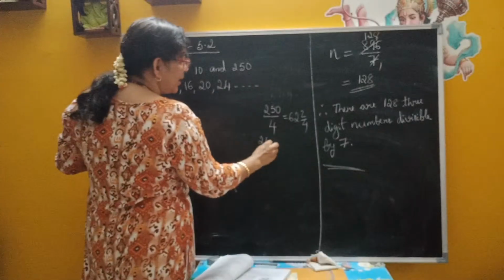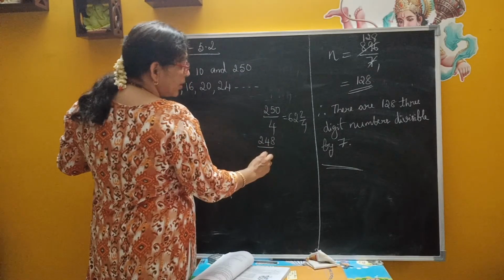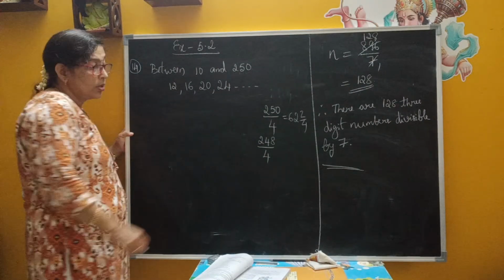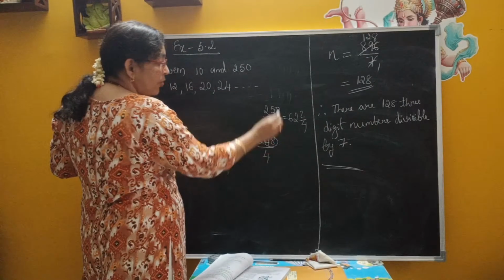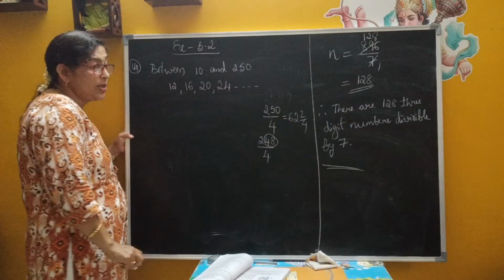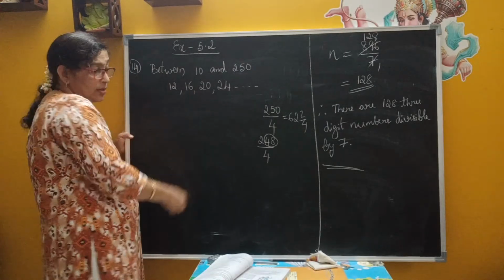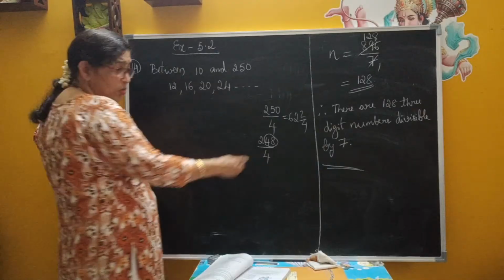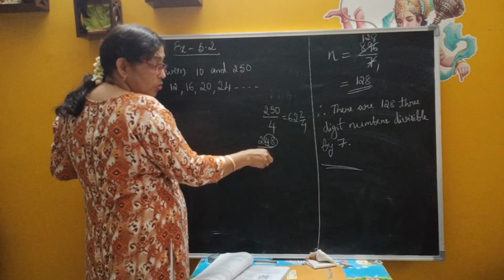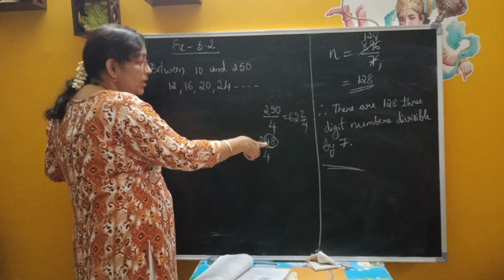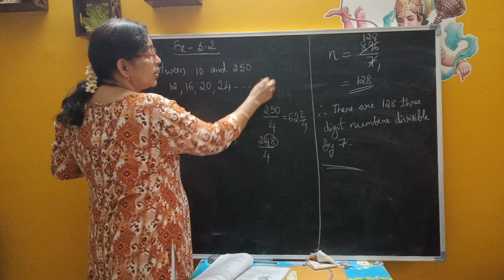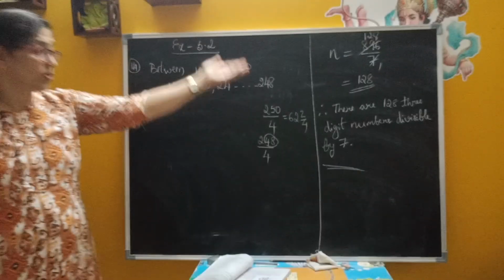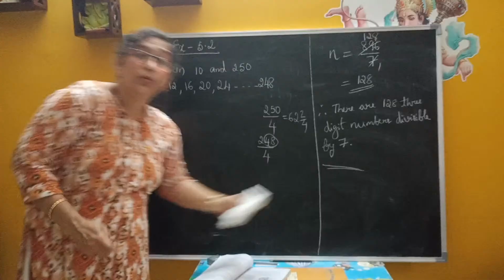Next, we take 248. 248 by 4. What is the divisibility test for 4? Just check the number formed by the last 2 digits, I mean the tens place and units place. 48. Is 48 divisible by 4? Yes, of course, you can say 4 ones are 4, 4 2s are 8. It is divisible by 4, isn't it? So, the last one is 248. Now you can use the same formula and continue with the problem.